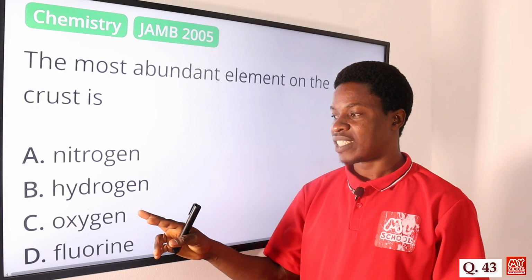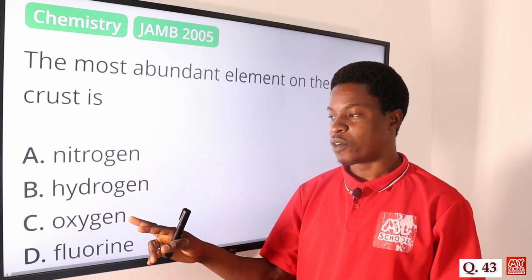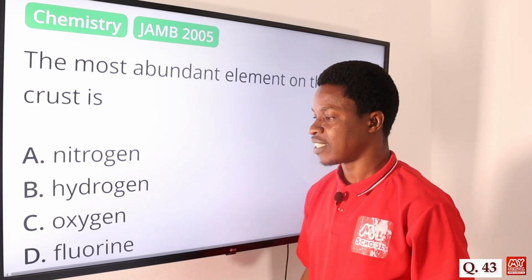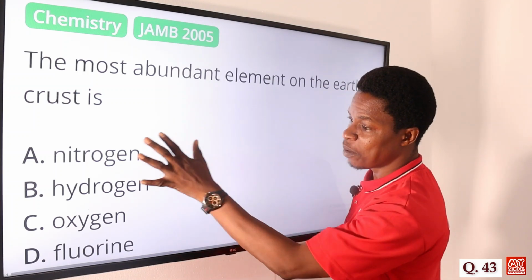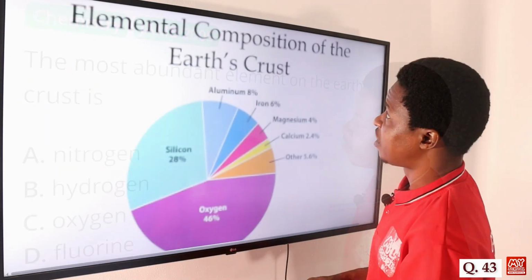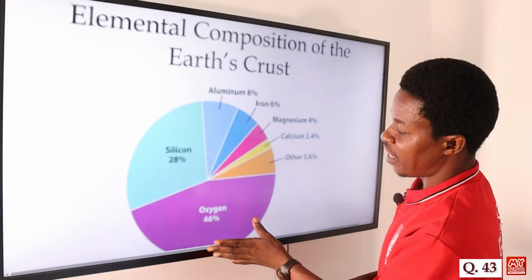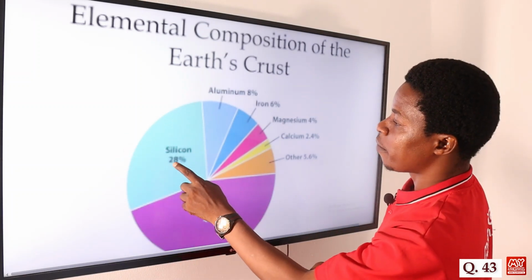So based on that, I think oxygen has about 46%. Let's look at the chart, the diagram, to be able to prove this point. So this is the elemental composition of the what? Of the Earth crust. You can see silicon here about 28%.